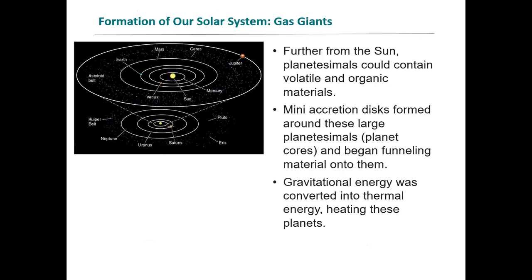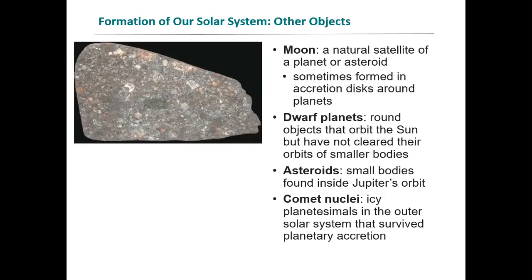So the formation of our solar system led to the gas giants. Further from the sun, planetesimals could contain volatile and organic materials. Many accretion disks formed around these large planetesimals. That would be their rings, basically, and began funneling material onto them. Gravitational energy was converted into thermal energy, which heated the planets. So like I said, a moon is a natural satellite of a planet or asteroid, sometimes formed from an accretion disk. Yes, we actually have some asteroids and comets that have their own moons. Kind of interesting. You'll find some photos of those later on.